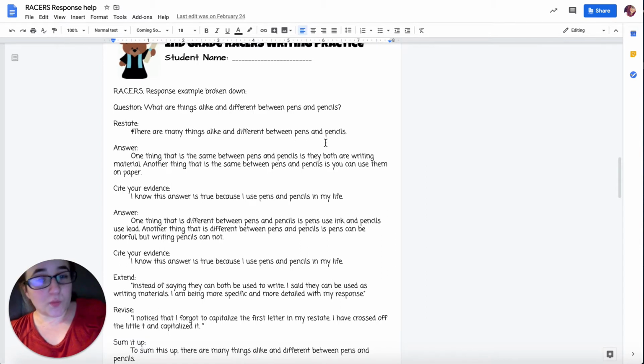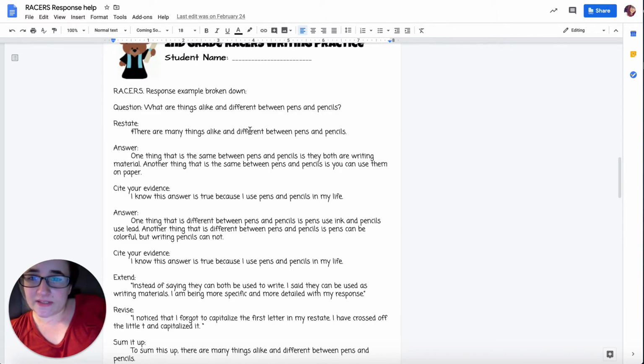I did not answer the question in my restate. I just wrote that there are a lot of things that are different between pens and pencils, but we're trying to restate the question so that if we didn't even have the question, we have an idea of what the question is going to be. If I read the sentence, there are many things alike and different between pens and pencils, I can get an idea that the question is, what are things alike and different between pens and pencils?